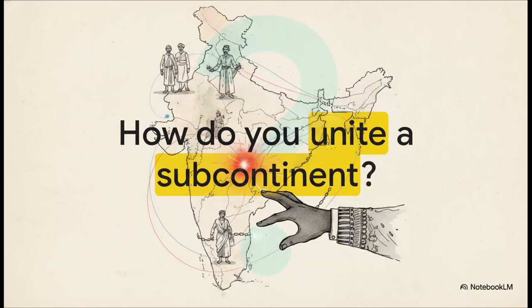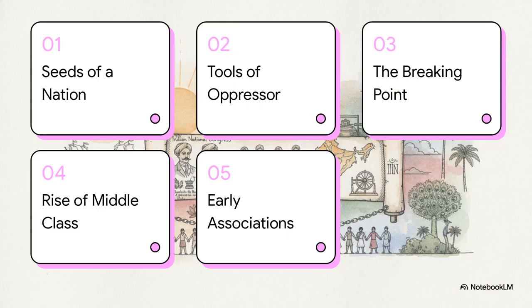So you might be wondering, how do you actually unite a subcontinent? It's an immense challenge. Think about the sheer scale of India in the 19th century. We're talking about millions of people living across completely different regions who suddenly find themselves governed by a single foreign entity, the world's most powerful empire. How do you get people from the northern plains and the southern coasts to realize that, hey, we're actually fighting the exact same fight here? Well, let's dive right in.